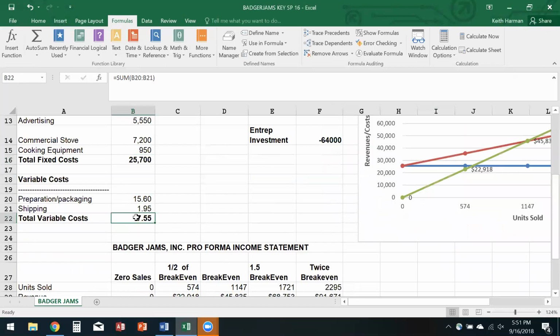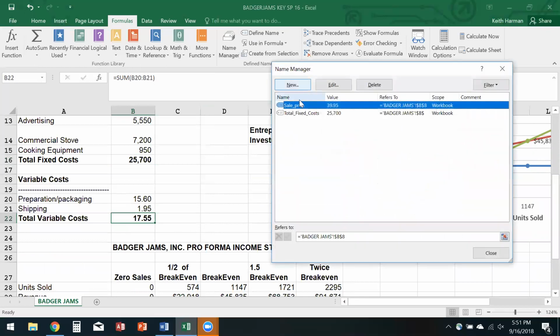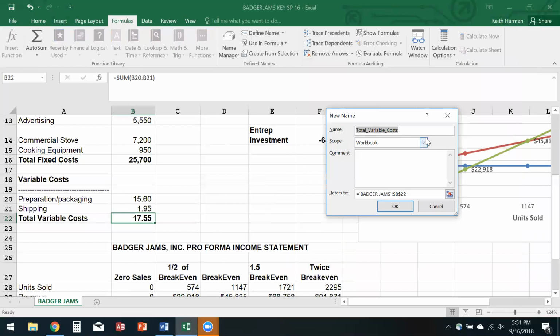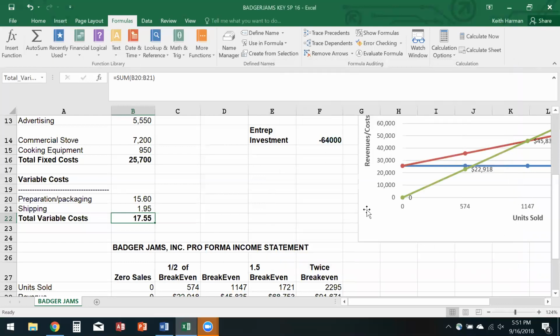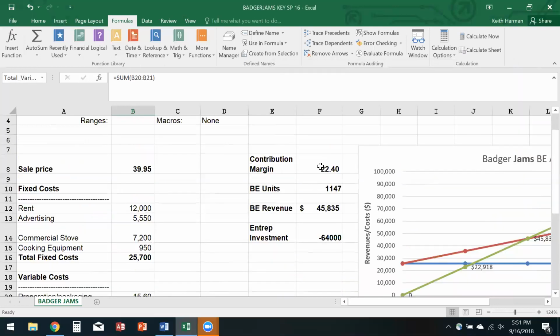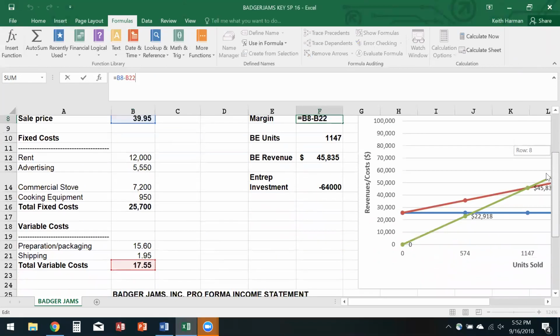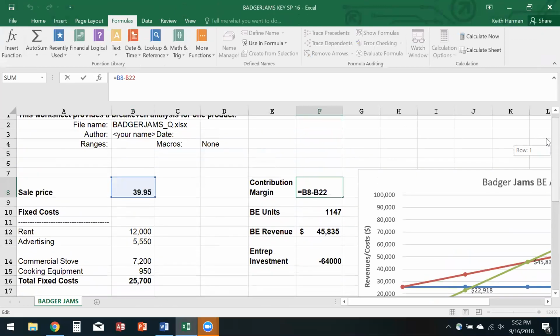And then we'll come down here and we've got total variable costs. And I'm going to click New. And there it is, total variable costs, okay? And that shows that it's going to be B22. All right? So far, so good. Now, on the contribution margin, all right, let's click on that for a moment and notice that the contribution margin is B8 minus B22.